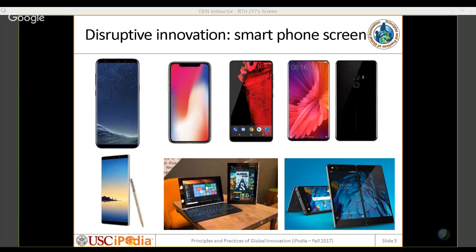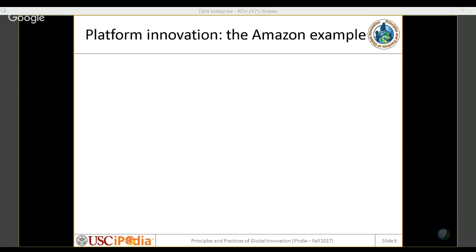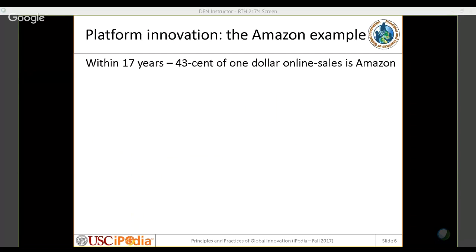Okay, so as we pass through these things, now let me also show you some examples of platform innovation. Now, the platform innovation, I already told you, is really something where you take advantage of your existing customers, you collect data, you generate value. So the best example I can show you certainly is Amazon, right?